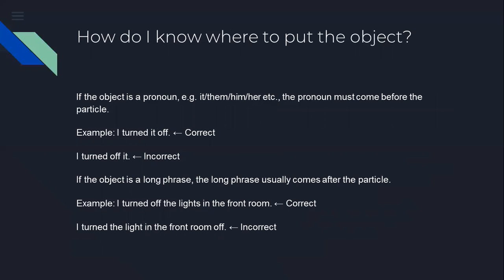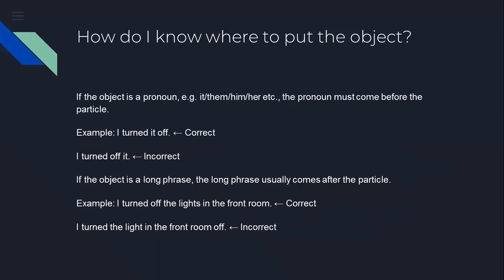How do I know where to put the object? So when you are having separable phrasal verbs, where are you going to place the object? If the object is a pronoun, for example it, them, him or her, etc., the pronoun must come before the particle. So how will the pronoun come? The pronoun will come before the particle and after the verb. I turned it off is correct. You cannot say I turned off it.